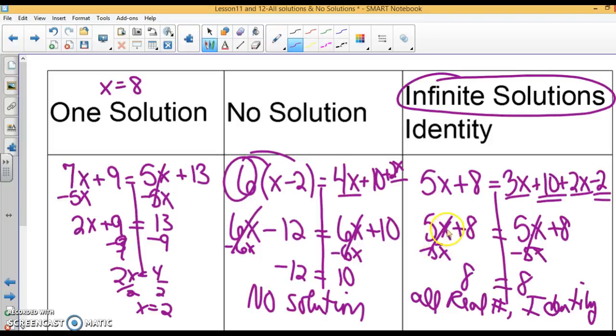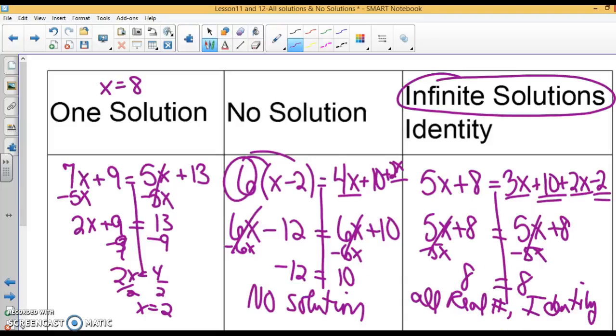That means every number that you know of in the world will make this equation true. Because look, 5 times 1 is 5, plus 8 is 13. 5 times 1 is 5, plus 8 is 13. If you put 1 in for x, it works. Let's put 10 in for x. 5 times 10 is 50, plus 8 is 58. I'll get 58 on this side. No matter what you do, all numbers will work.